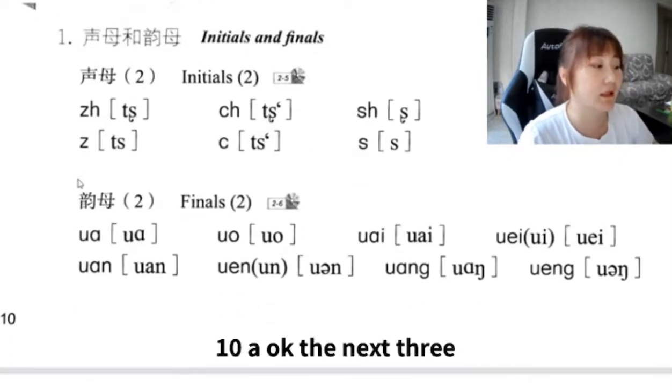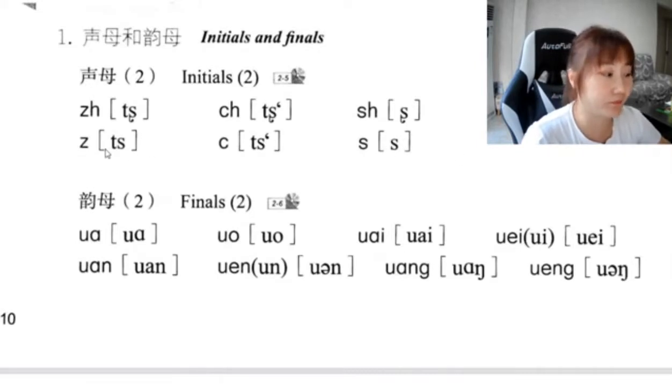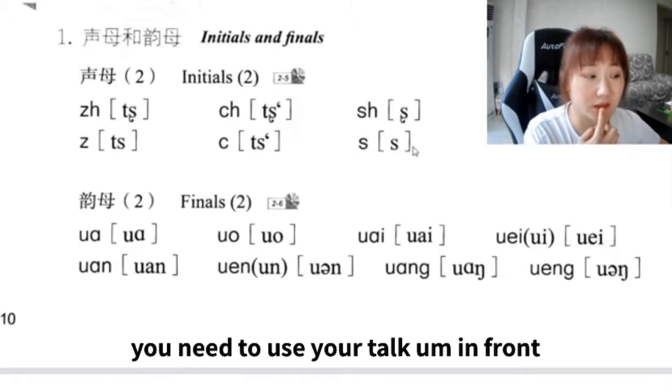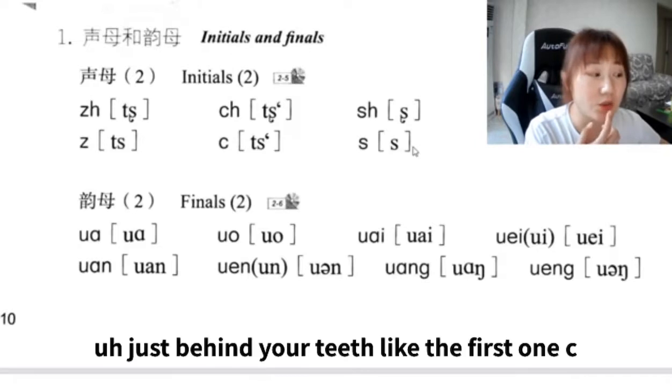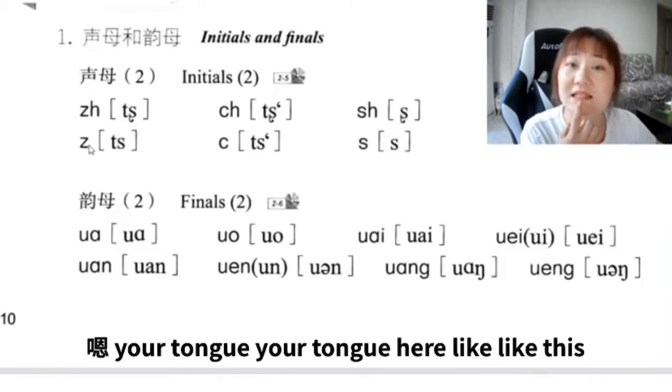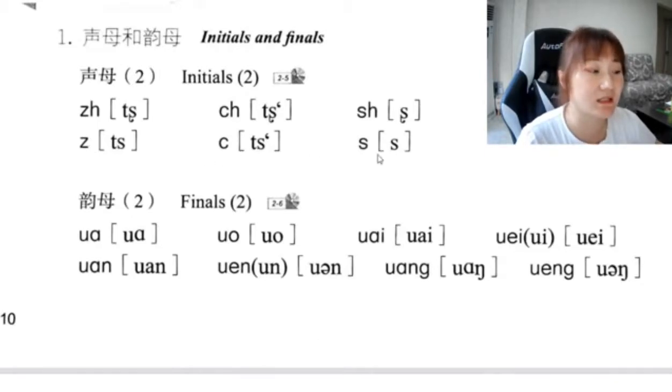Okay. The next 3. These 3 you need to use your tongue in front, just behind your teeth, like the first one, z, c, z. Your tongue here, like this, z, c, s. Repeat, z, c, s.